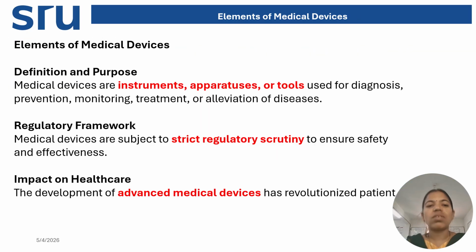Next one is the elements of the medical device. What are the elements present in the device? Medical devices or instruments, also called apparatus or tools, are used for the diagnosis, prevention, monitoring, treatment, or alleviation of disease. Regulatory framework: it should strictly follow the regulatory scrutiny of ISO, FDA or CE marking. Impact on healthcare: the development of advanced medical devices has revolutionized patient health.